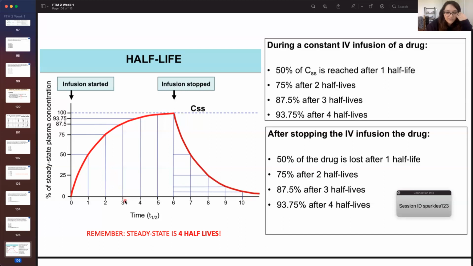So the third half-life, it's going to be 75 plus 50% of the 25 that's left. The fourth half-life is going to be 87.5 plus 50% of the remainder from 87.5 to 100. So I get to 93.75, around 94%. And that's when we start assuming that, okay, 94% is enough for me to say I'm at steady state concentration. So it's close enough to 100. Does that concept make sense?